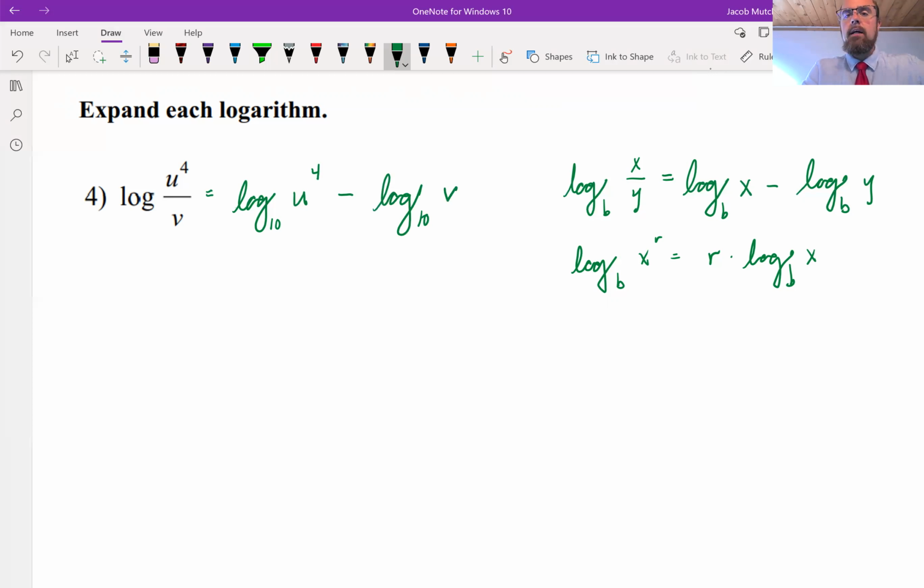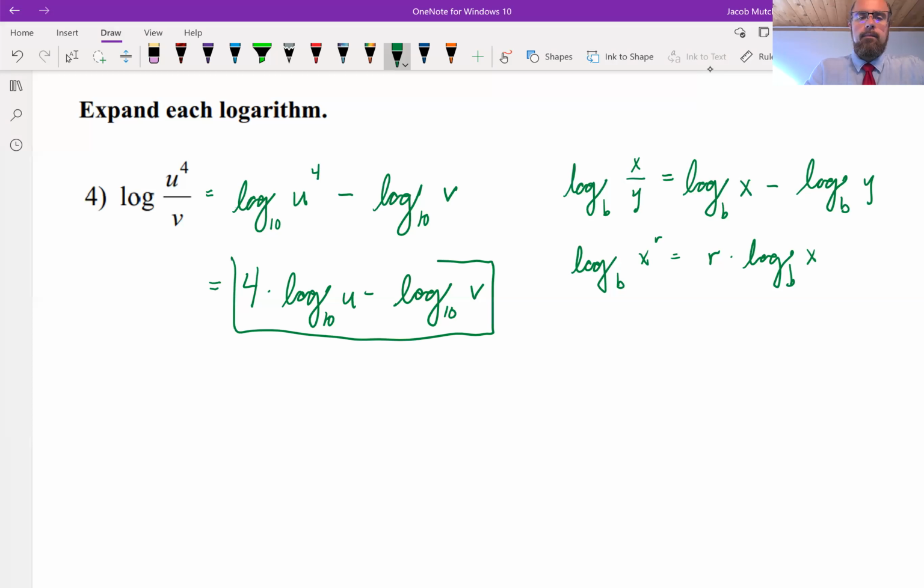Again, to finalize the expansion, I do want to take this power of 4 and let it become a coefficient. So my final version here in the expansion is going to be 4 times log base 10 of u minus log base 10 of v. And that completes that expansion.